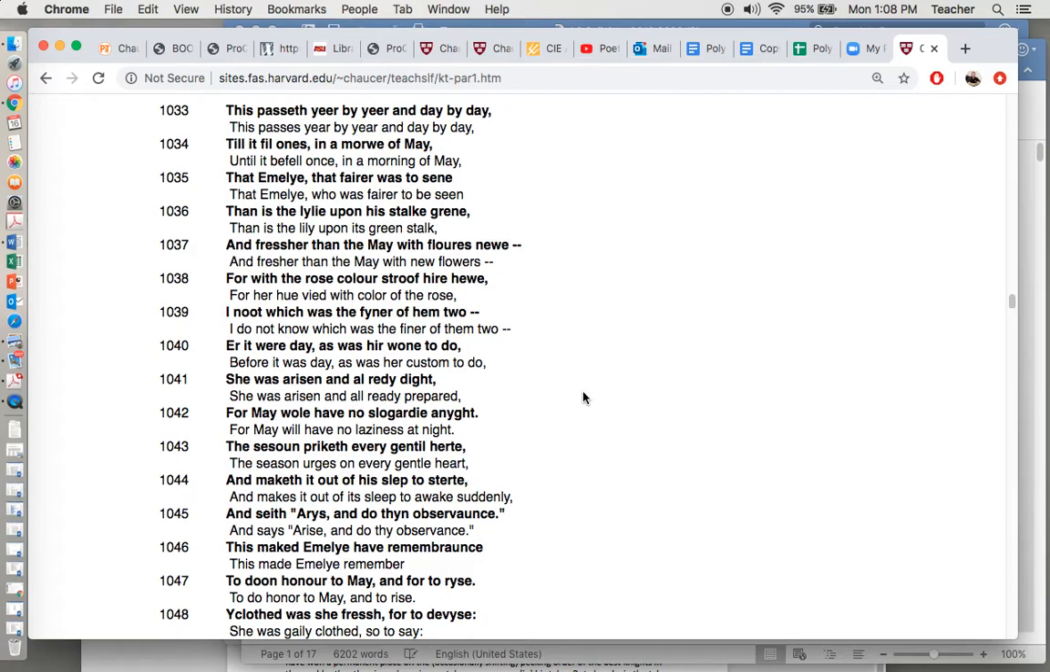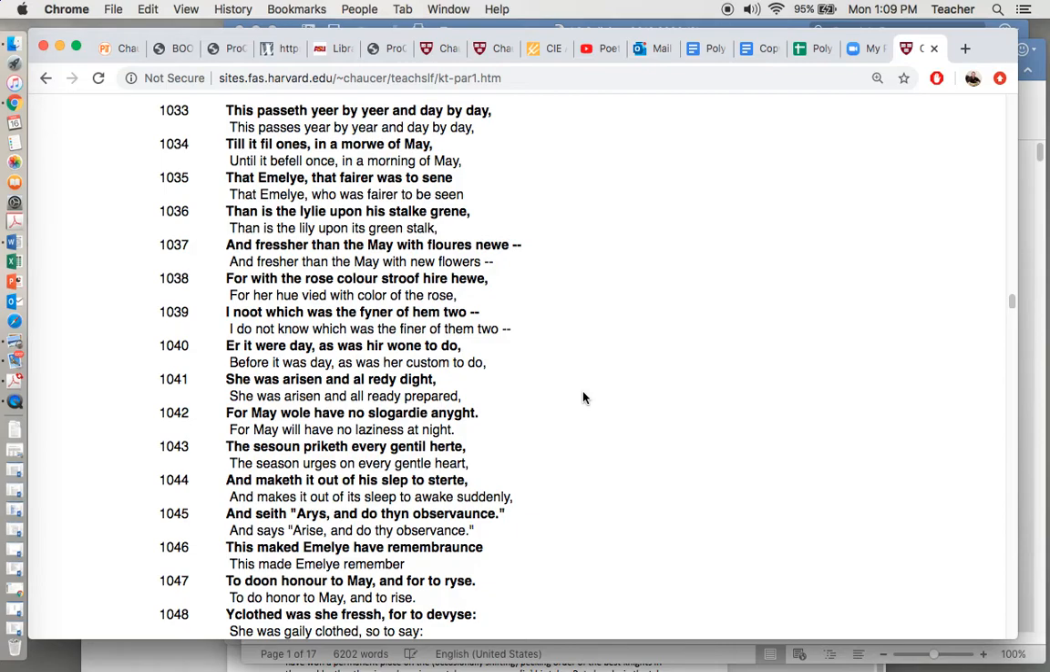This passeth year by year and day by day, till it fell once in a morrow of May that Emily, that fairer was to seen than is the lily upon his stalk green, and fresher than the May with flowers new, for with the rose colour strove her hue, I n'ot which was the finer of them two, ere it were day, as was her wont to do, she was arisen and all ready dight, for May will have no slugginess a-night. The season pricketh every gentle heart, and maketh it out of his sleep to start, and saith, Arise, and do thine observance.